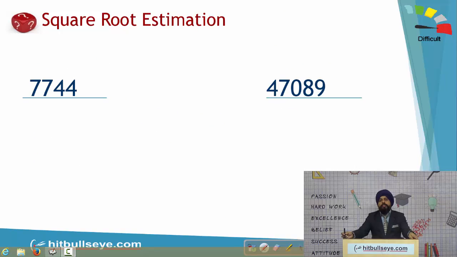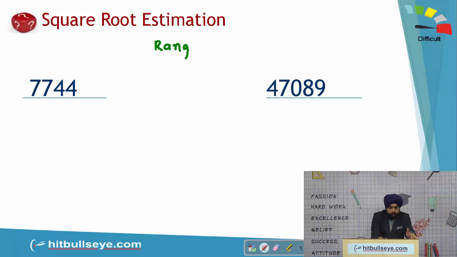Moving on. So for square root estimation, there are 2 important points, students. One, that the digits given on the left hand side will give us the range that the square root of the number will lie somewhere in, and secondly, the right hand side 2 digits will tell us where to reach exactly. What I am saying is, just try and understand, students.